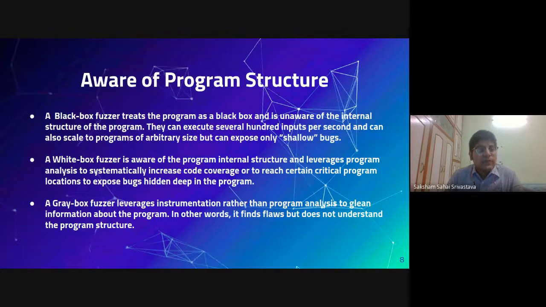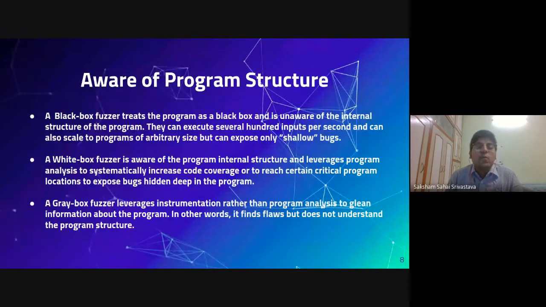Then we move on to black box, white box, and gray box fuzzers. A black box fuzzer treats the program as a black box, or in other words, it doesn't know anything about the internal structure of the program. They can execute several hundred inputs per second and can also scale to programs of arbitrary size but can expose only shallow bugs. This happens because it does not know what the internal structure of the program looks like. So it exposes only shallow bugs. Shallow bugs are bugs which are not very deep, which are not present deep inside the program.